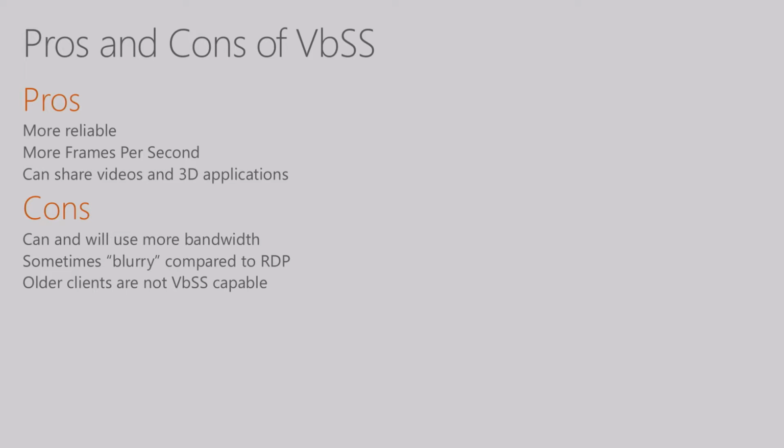So pros and cons. Pros of VBSS: more reliable, more frames per second, can share videos, 3D applications, UDP versus TCP. Honestly, to me, the quicker is the better. In a meeting with 50 people, 10 seconds lost equates to dollars.